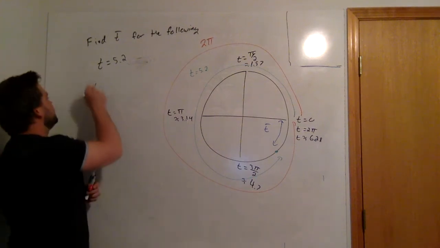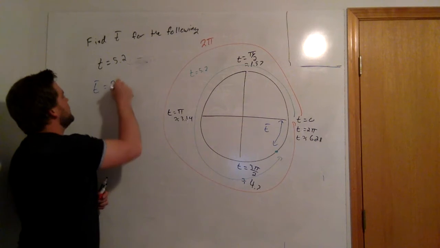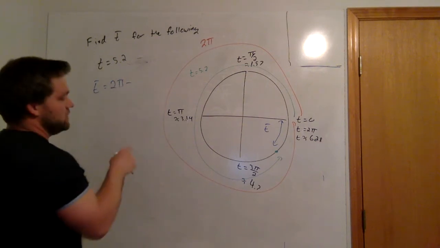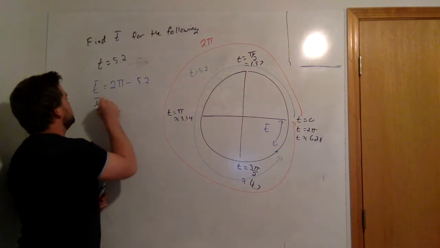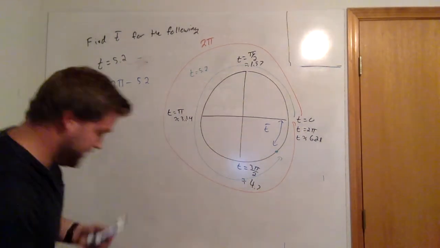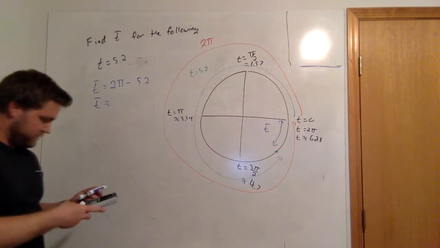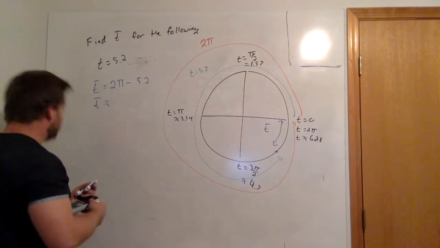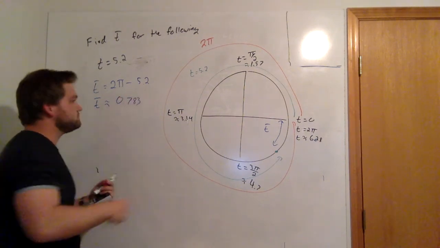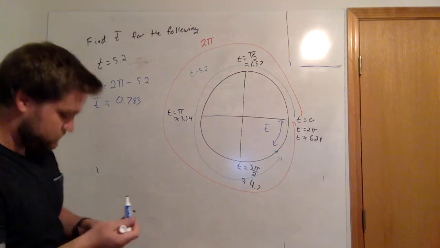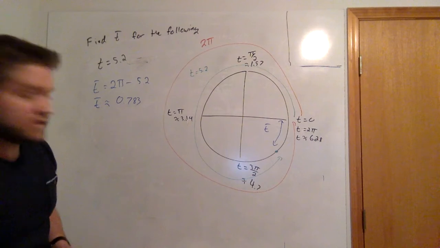So for this example, t-bar is going to be equal to going all the way around the circle, which is 2 pi, and I'm going to subtract off our green, which is 5.2. So t-bar is approximately equal to 2 pi minus 5.2. Rounding to 3 decimal places, I get 0.783. Okay, let's do one more example.